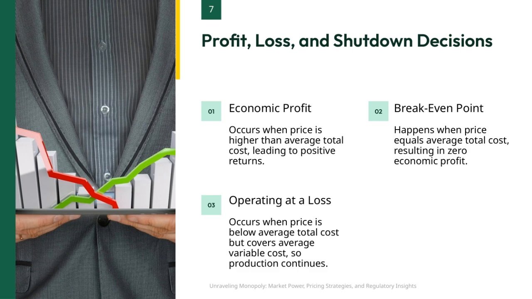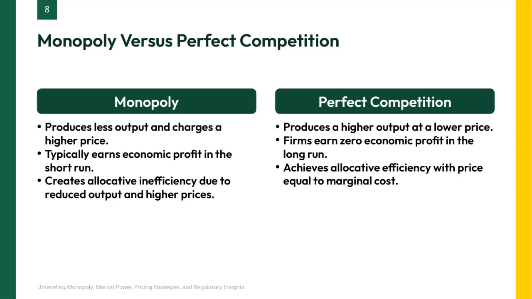Understanding these points helps businesses decide their production strategies and whether to continue, adjust, or shut down operations. Now, let's compare monopoly and perfect competition to understand their key differences. Starting with monopoly, it produces less output and charges a higher price compared to a perfectly competitive market. In the short run, monopolies often earn economic profit because there are no close substitutes or competitors.